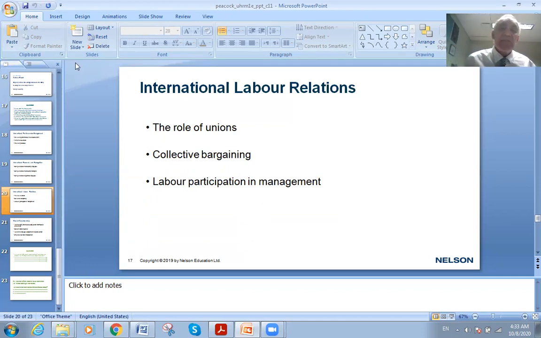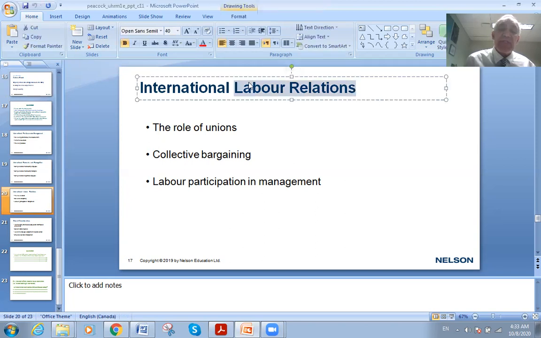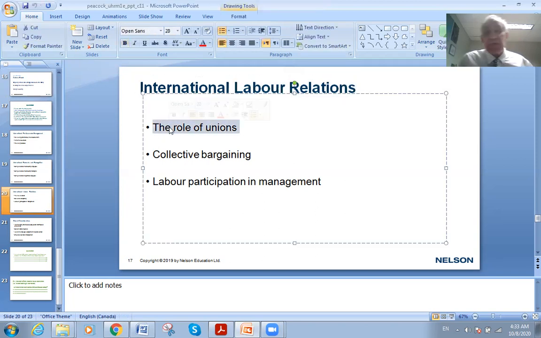Okay. So international labor relations, we will see here the role of unions. Of course, there is a role for unions. We talked about it in the previous chapter. And the collective bargaining, we talked about in the past chapter. Labor participation in management. Will it make a difference between the host country and the home country? Yes. Expect that in Western societies you will find more participation in decision making. You will find a lot more in the ratio of the participation in decision making.